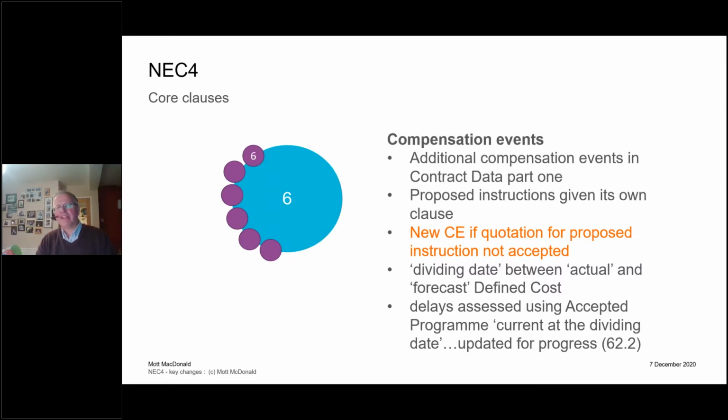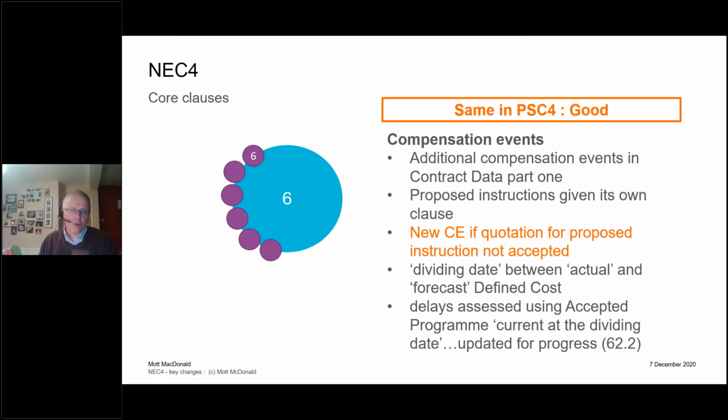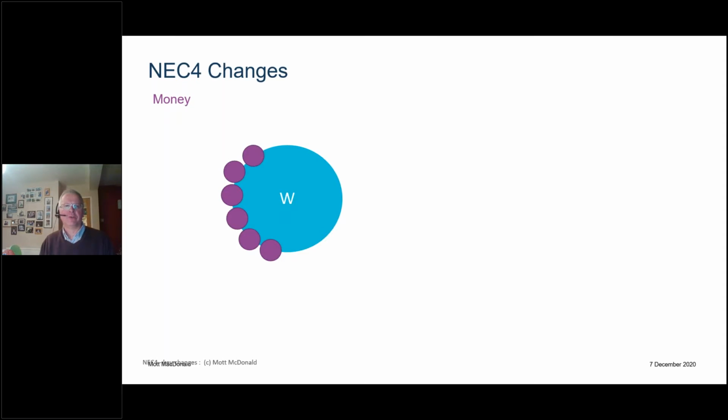Also, we've made it much clearer that the program used for accepting a compensation event, first we have to update it to the dividing date. Now that was implicit in NEC3, but it was quite hard to pull out. It's now explicit in NEC4 because the words are stated there. I think I might need to change the number on my slide there, because it's absolutely in black and white, not in 62.2, but in 63.5. All of those changes are exactly the same in the PSC because NEC is a family and we like to make it consistent across the two.